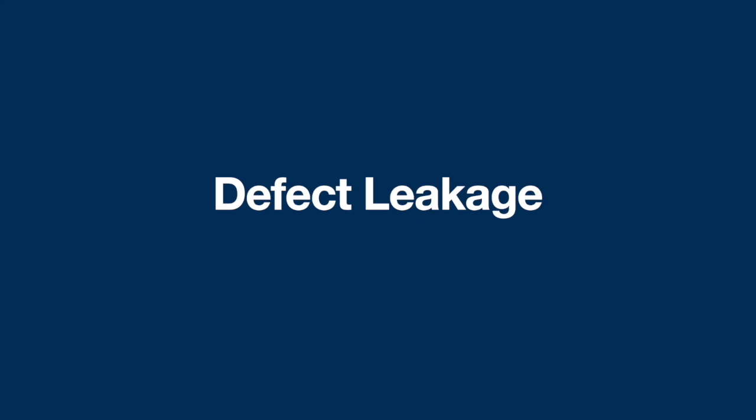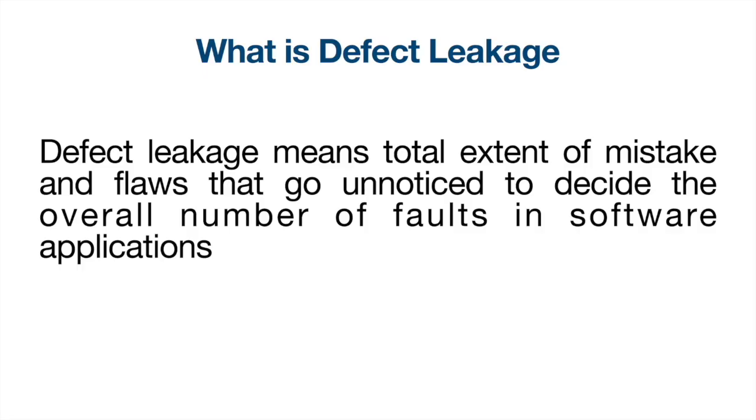So let's start. What is defect leakage? Defect leakage means that whatever issues or bugs we encounter in production are called defect leakage. Suppose we have an application, and some functionality is not working in production. It is considered a defect, and it is known as defect leakage because that defect comes up in production instead of in the QA environment or lower-level environments while testing or developing the application.